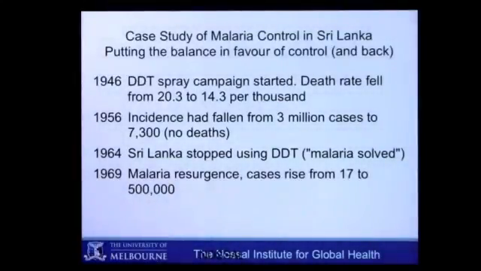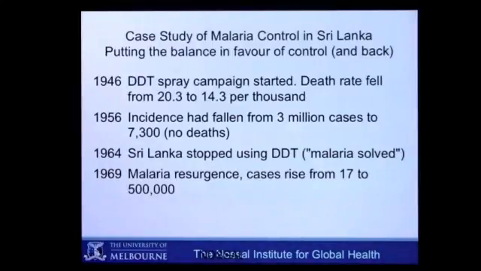But with respect to the global campaign to eradicate malaria, certain lessons were learned. This is a study from Sri Lanka. In 1946, DDT spray came in, very successful. Ten years later, they'd fallen from 3 million cases a year to 7,000. So they thought the job was done. In the mid-60s, malaria was solved. What happened? Within 5 years, there was a resurgence, with 500,000 cases.